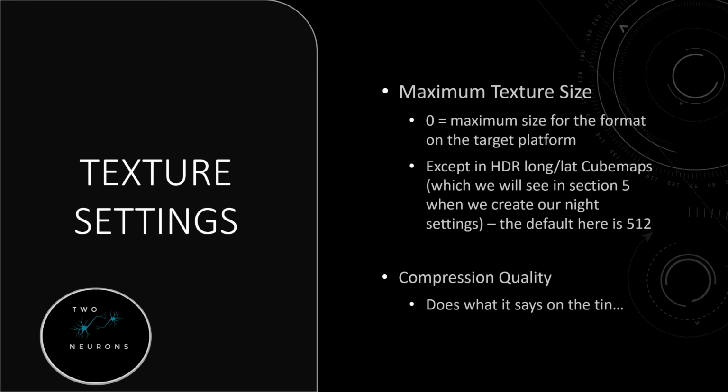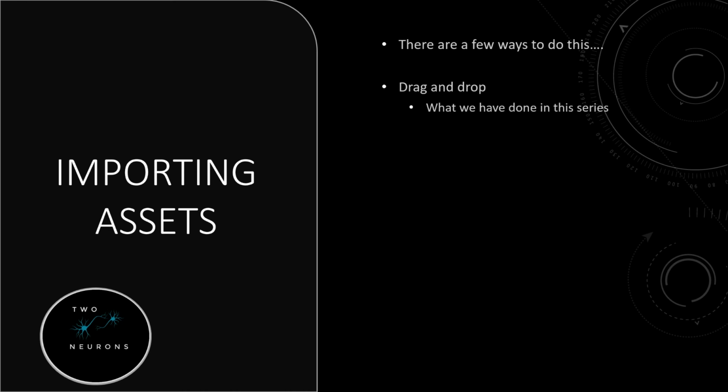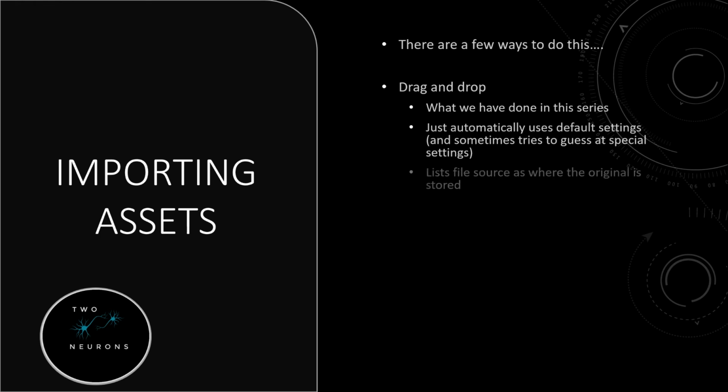The other thing I want to bring up today, really briefly, is importing assets. And there are a few ways in which we can do this. What you've seen so far in this series is us dragging and dropping from the asset pack, which again, remember, is located down in the description below. It's what we've done throughout the series. It just automatically uses the default settings and tries to guess at any special settings. We saw that with the normal map on the hunger bar. And it lists the source file as where the file was originally stored. In today's video, I'll actually directly show that.